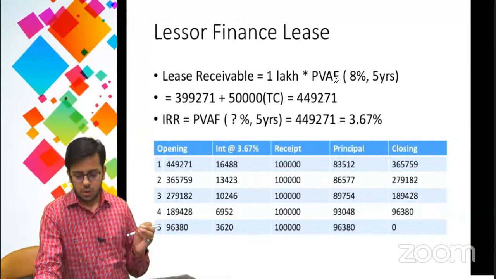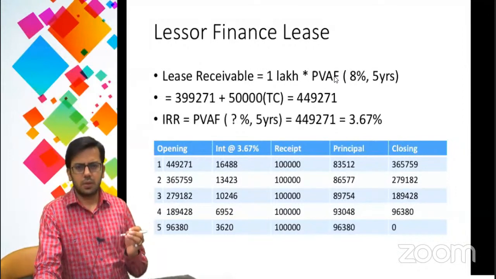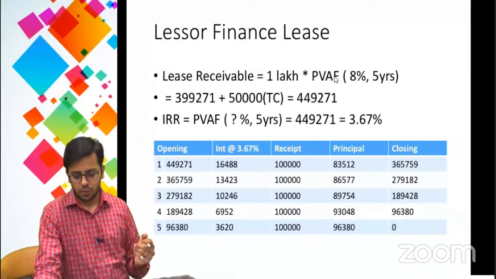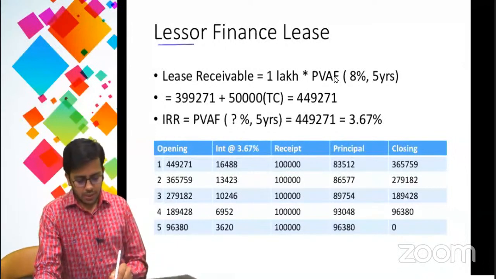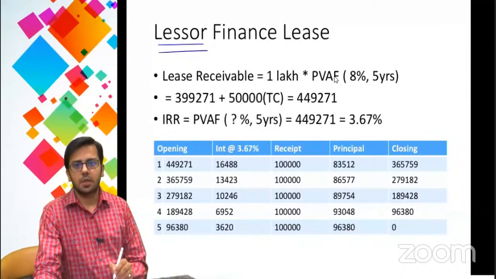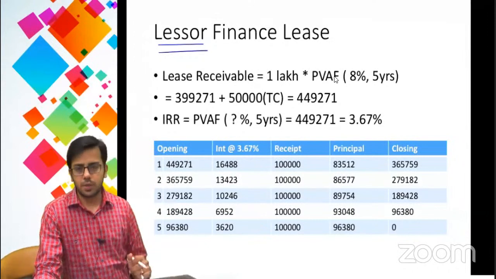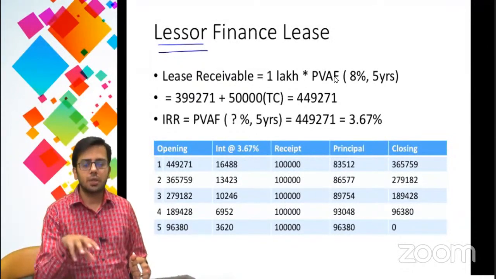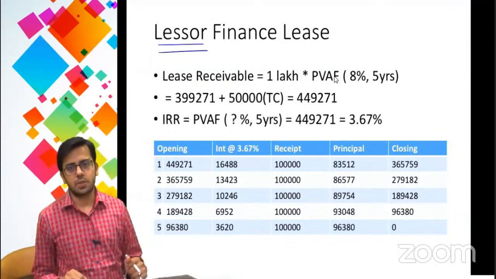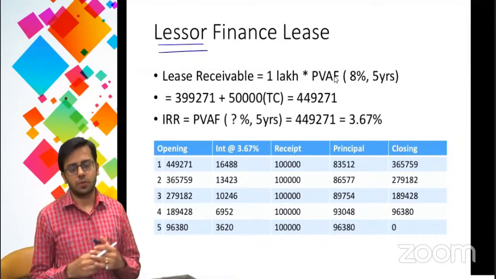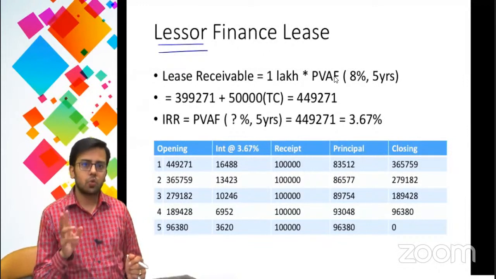Now, in case of lessor, things are a bit different. Assuming that for Lessor it is a finance lease, Lessor is not a manufacturer, Lessor is not a dealer. And he has also incurred this transaction cost of 50,000 rupees. Now, how is he going to account for the same?